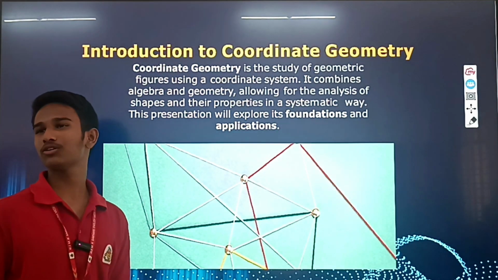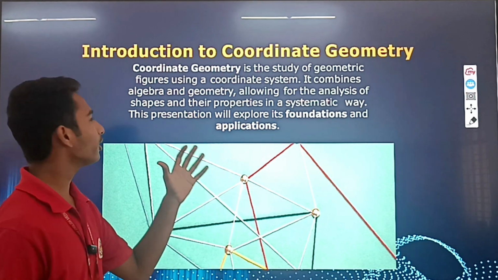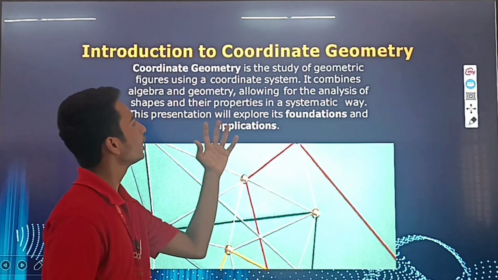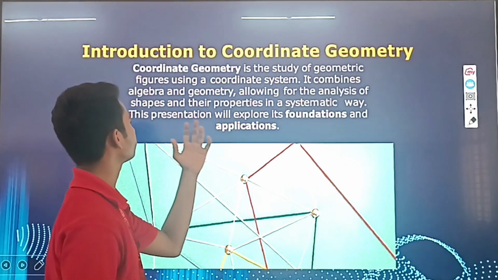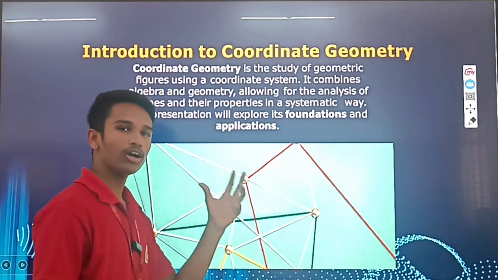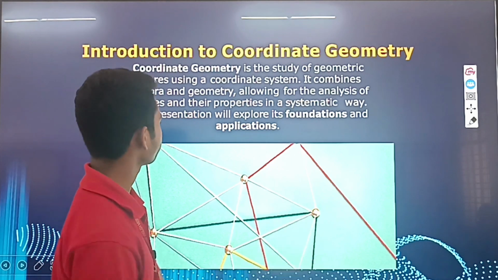First, let us know what is coordinate geometry. Coordinate geometry is the study of geometric figures using a coordinate system. It combines algebra and geometry, allowing for the analysis of shapes and their properties in a systematic way. It means that coordinate geometry is the combination of both algebra and geometry.